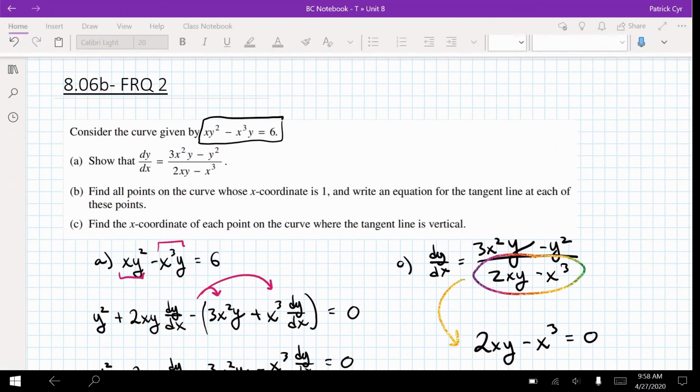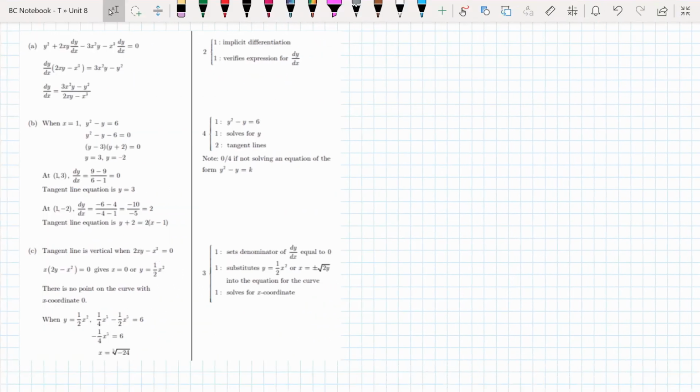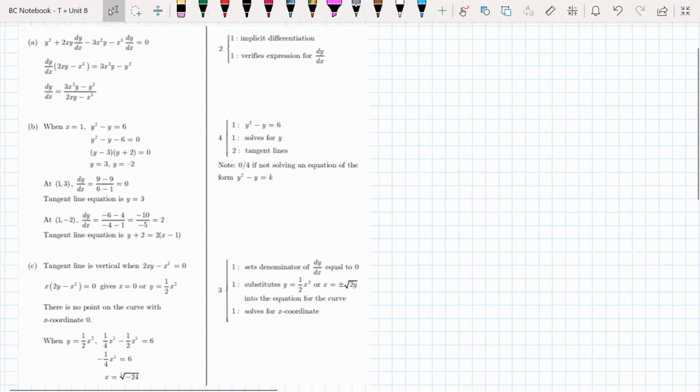Here's the mark scheme for that. So I'll show you how the points are allocated. Okay, and if you finish with this problem, work through FRQ number 3 on the OneNote.